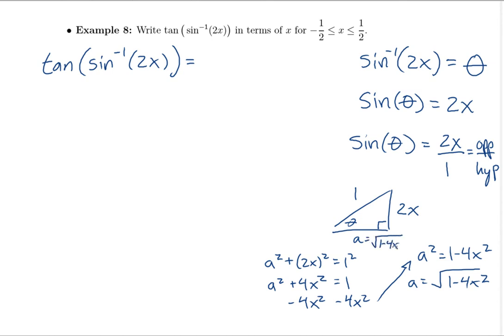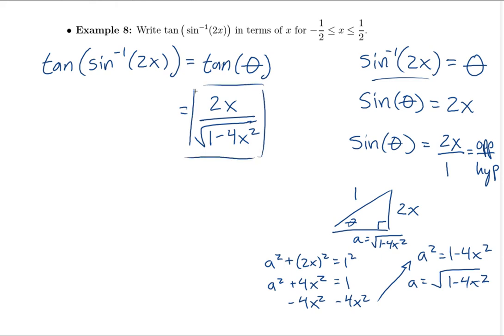With all that, I can then come back up here and say, we're going to take the tangent of theta, because that's what sine inverse of 2x is equal to. But that is the opposite, 2x, over the adjacent, the square root of 1 minus 4x squared. And that would be my answer.